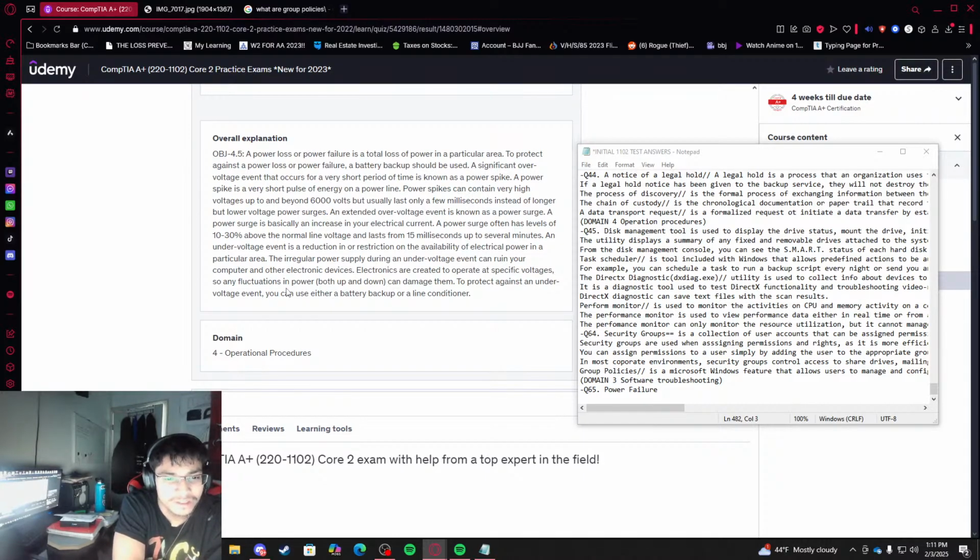A power surge is basically an increase in your electrical current. A power surge often has levels 10 to 30% above the normal line voltage and lasts about 15 milliseconds to several minutes. An undervoltage event is a reduction in or restriction on the availability of electrical power in a particular area. The irregular power supply during an undervoltage event can ruin your computer and other electronic devices. Electronics are created to operate at specific voltages, so any fluctuations in power can damage them. To protect them against an undervoltage event, you can use either a battery backup or a line conditioner.